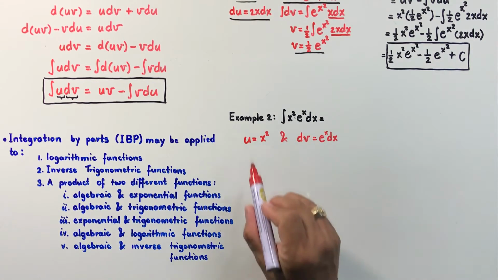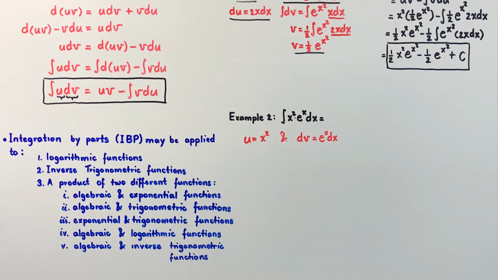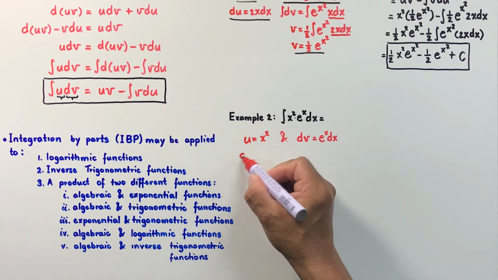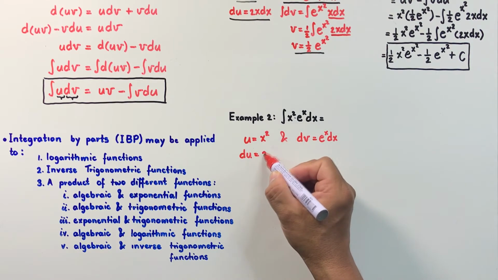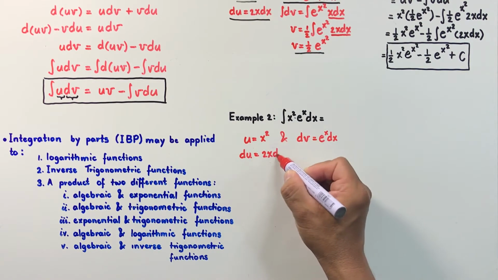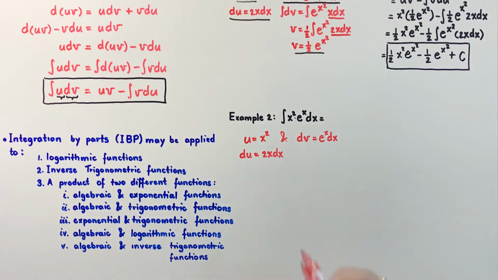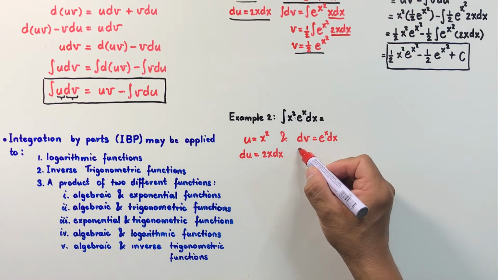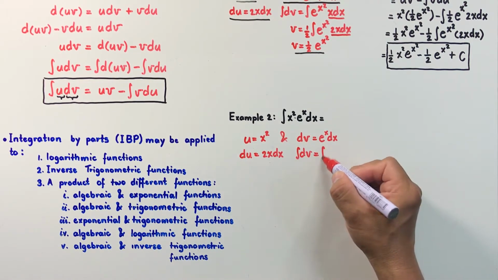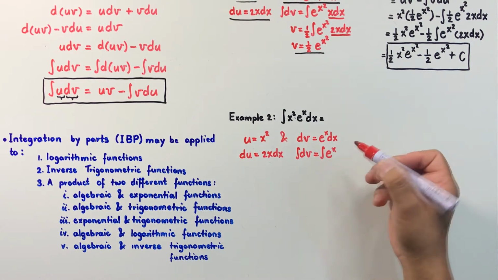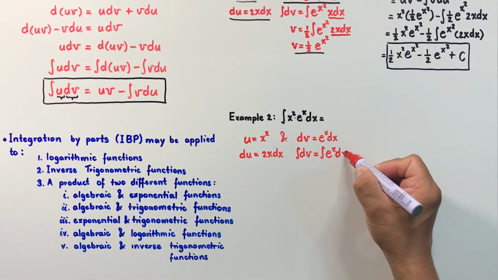And how do we know that this is the correct u and the correct dv? We just get the differential of our u, and the differential of our u, which is x squared, is 2x dx. And to get our v here, because this is already our dv, our goal is to solve for our v, we need to integrate both sides of the equation. So this is the integral of dv and the integral of e to the power x dx.